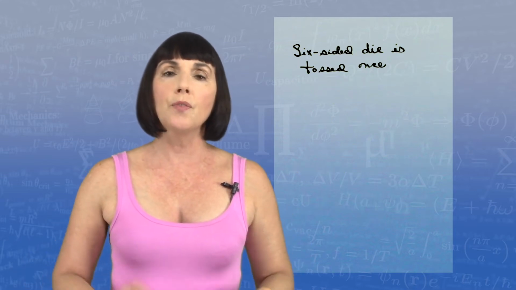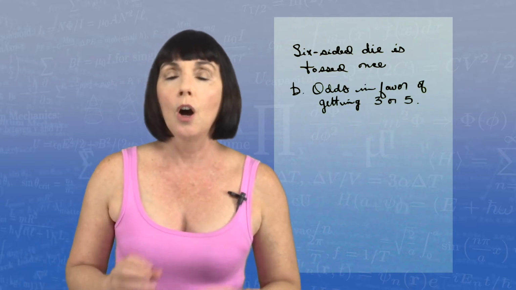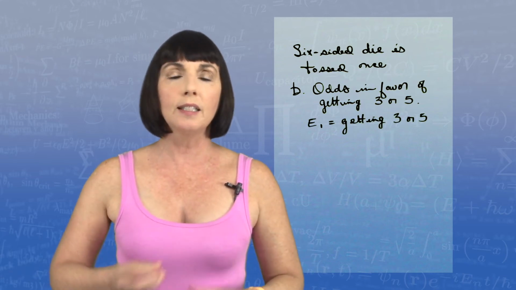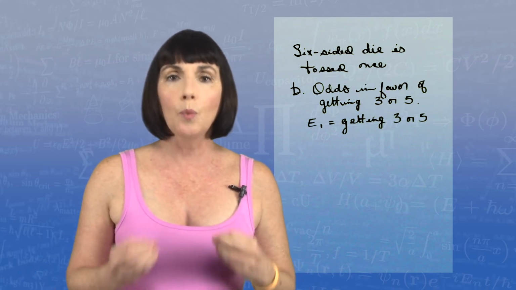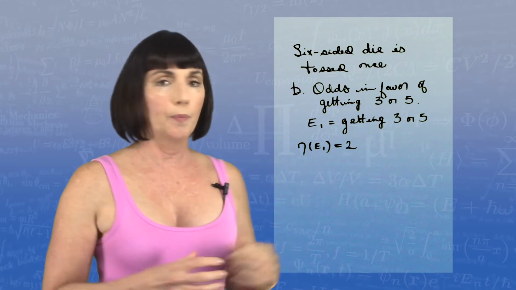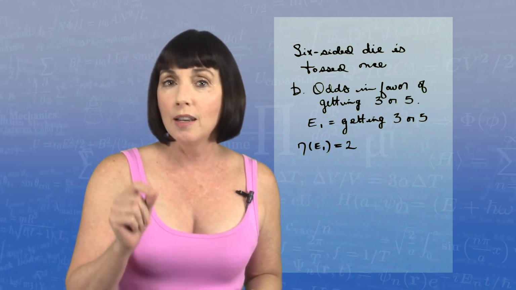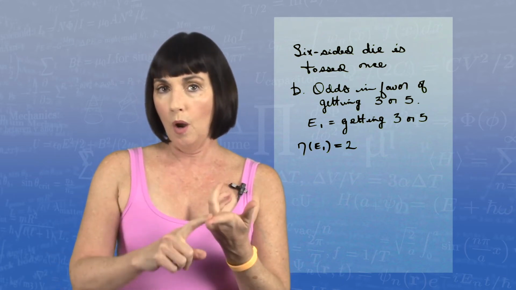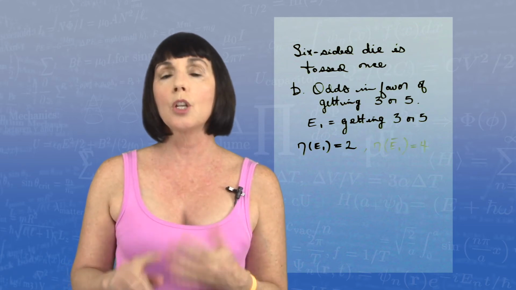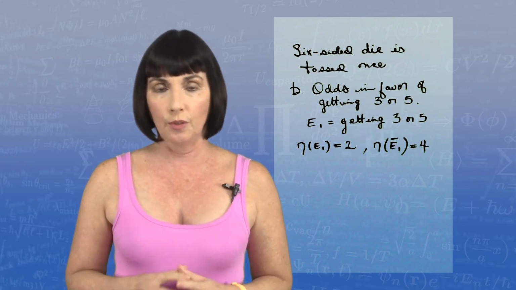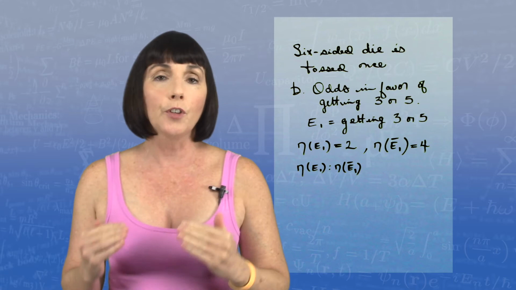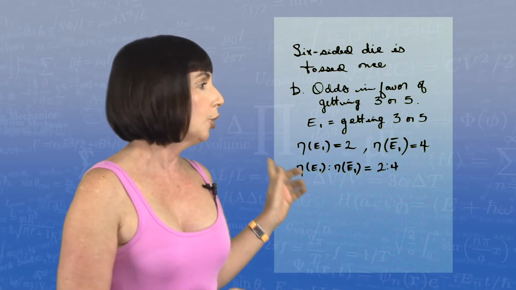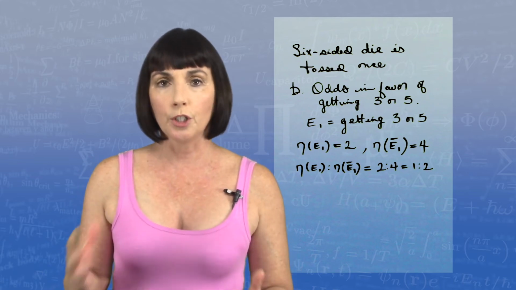Okay, so now let's find the odds in favor of getting a 3 or a 5. All right, so again, my event is getting a 3 or a 5. How many ways are there to do that? 2. How many ways are there not to do that? If I don't get a 3 or a 5, I could get a 1, a 2, a 4, or a 6. So there's 4 ways not to do that. So the odds in favor of getting a 3 or a 5 is the ratio 2 to 4, which is the same as 1 to 2.